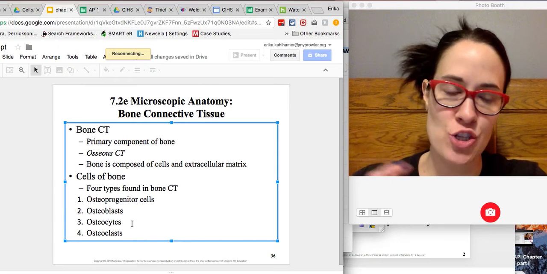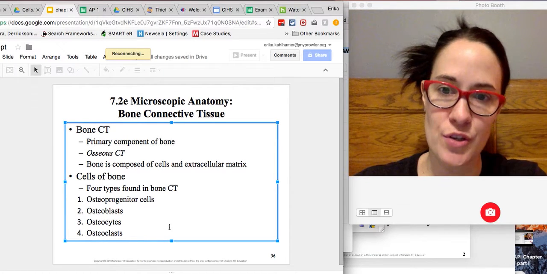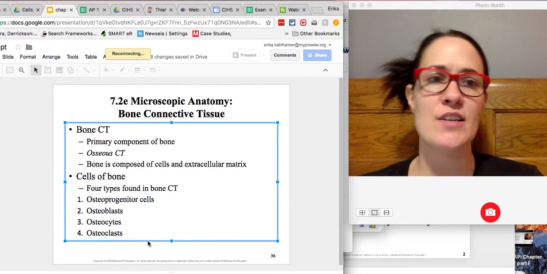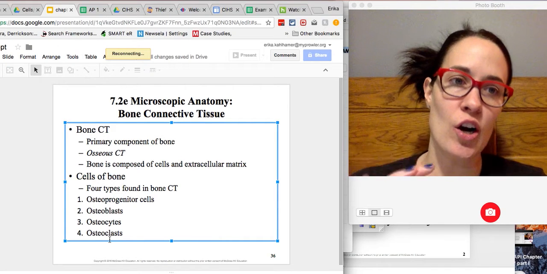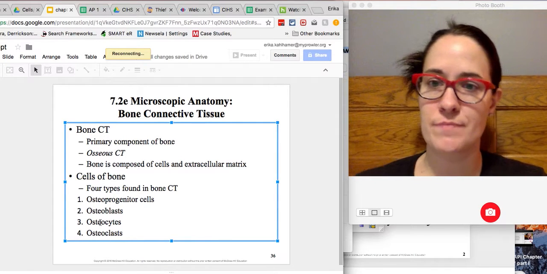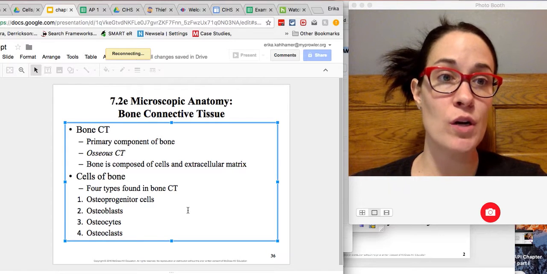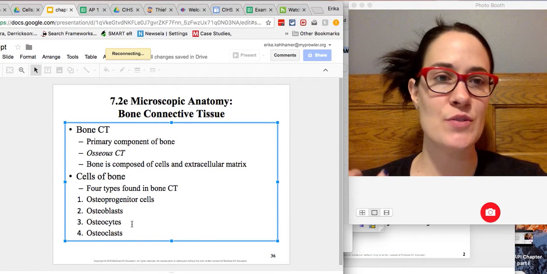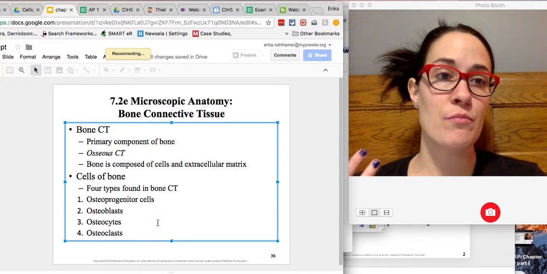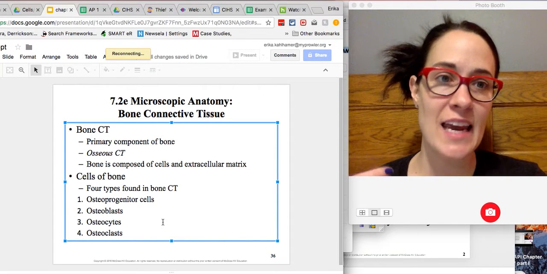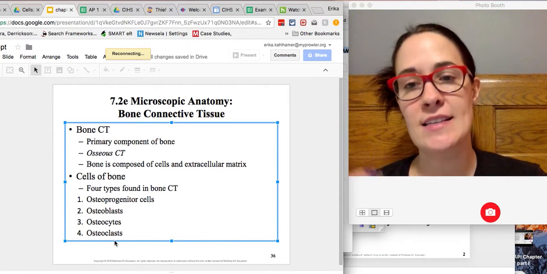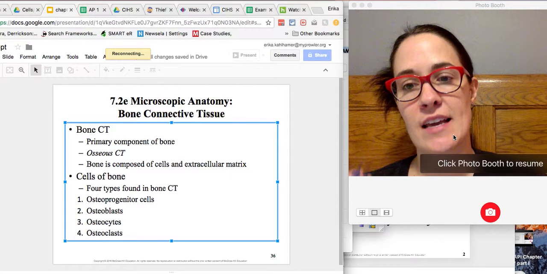Osteocytes are the mature cells. Write down the mature cells. And osteoclasts, they carve out bone. So I'll say it again. Blasts build bone. Osteocytes are the mature bone cells that maintain it. And osteoclasts, they carve out bone tissue.